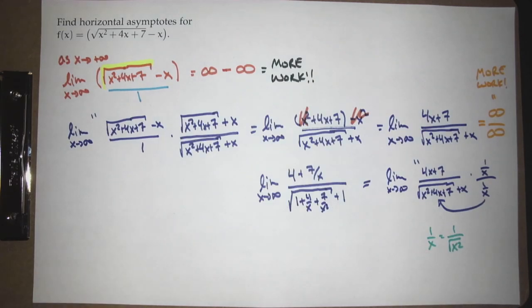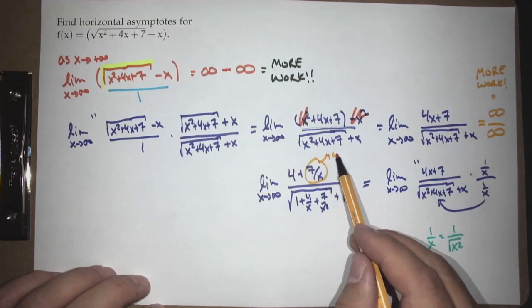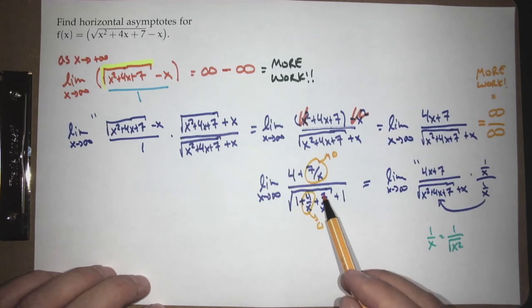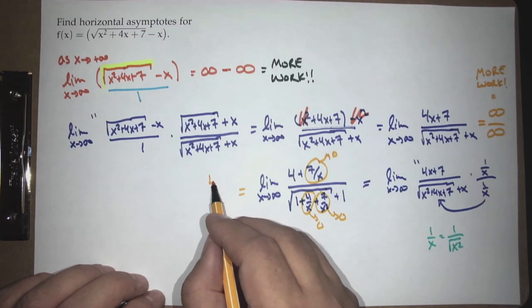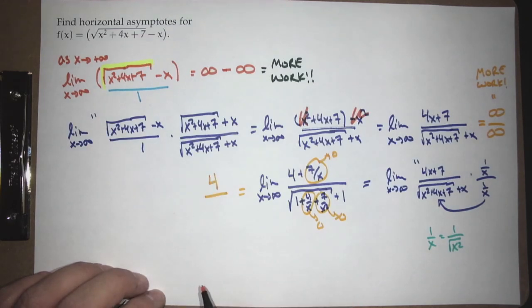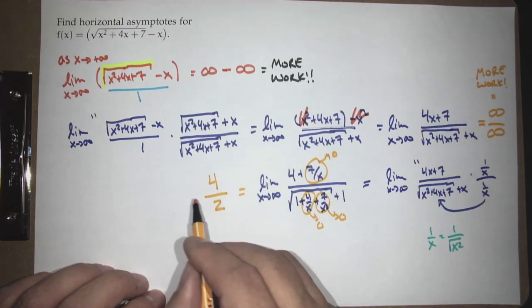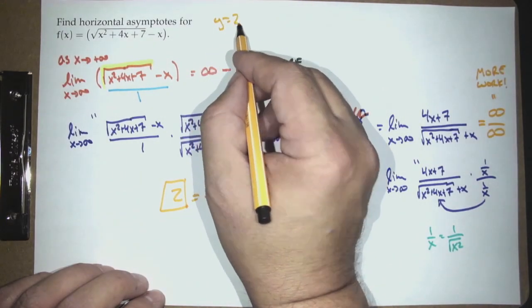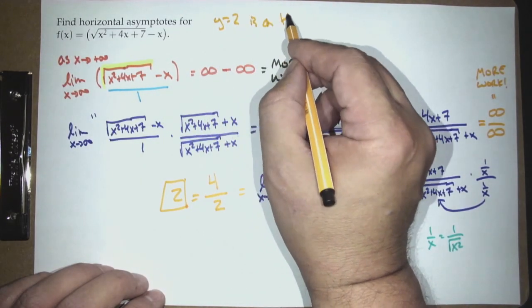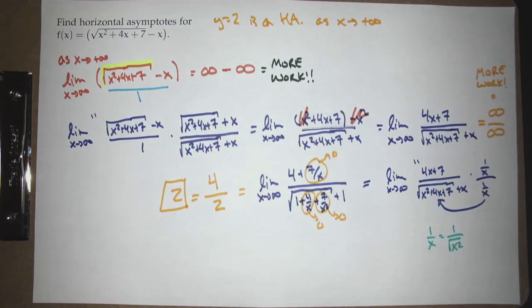Now, we ask, what happens to our pieces? What's happening to 7 over x? Goes to 0. 4 over x, 7 over x squared. So, all together, upstairs, 4. Downstairs, square root of 1 plus 1, which is 2. So we get 2. So, y equals 2 is a horizontal asymptote as x goes to positive infinity. Are we done?